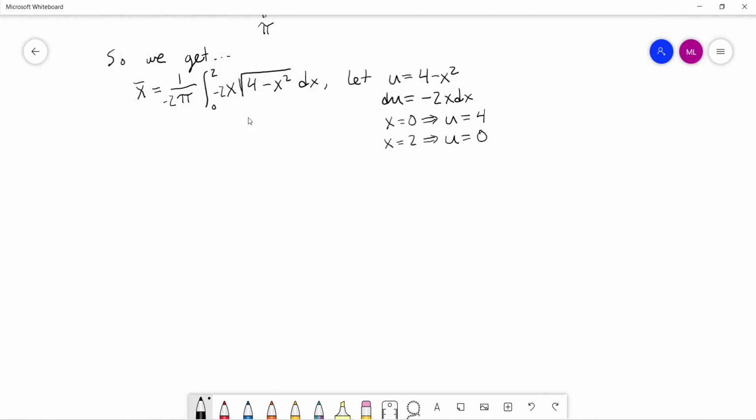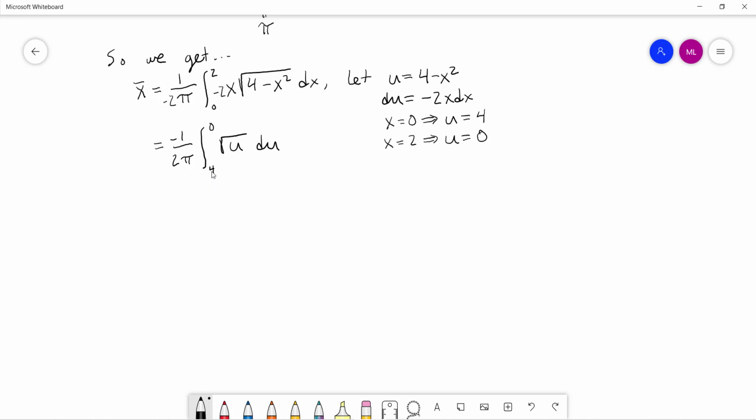And we wind up with, when it's all said and done here, 1 over negative 2 pi. Just put the negative sign up in front. The bounds of integration, the lower bound 0 became 4. The upper bound, which was 2, became 0. And I've got negative 2x dx, that's my du, and then I have the square root of 4 minus x squared, that's the square root of u, and I have my du.